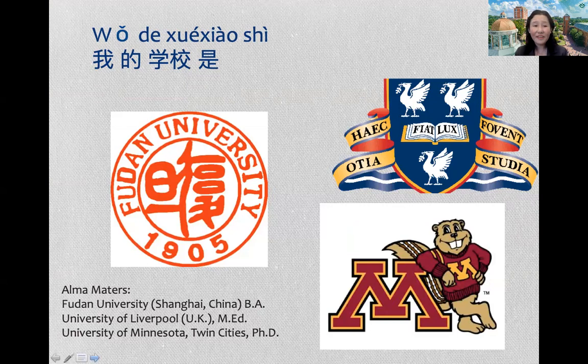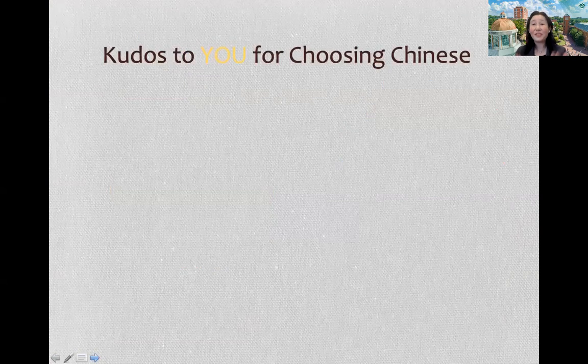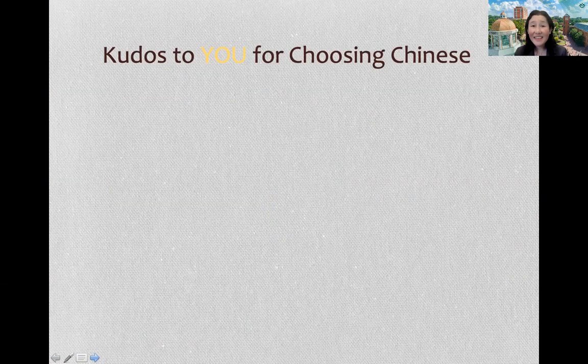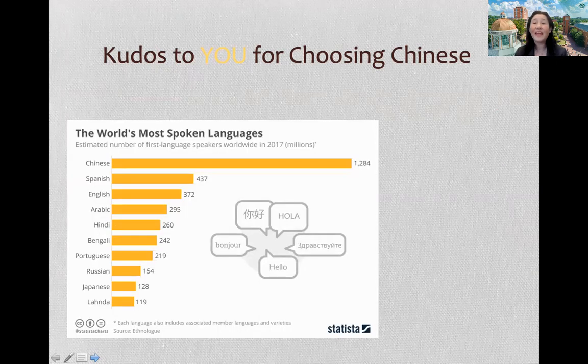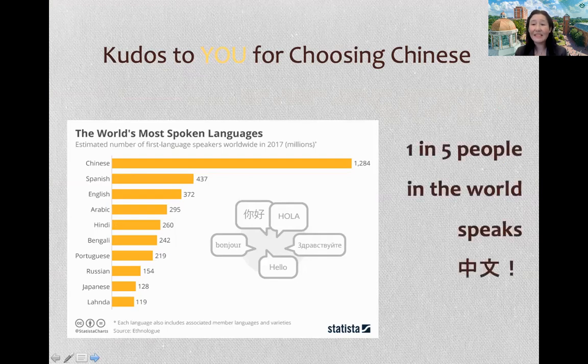But first of all, let me congratulate you for choosing Chinese. Why? Because it's the most widely spoken language in the world. Every 1 in 5 people in the world speaks 中文. Every 1 in 5 people in the world speak Chinese. So you're really learning a language that will be widely spoken in the world that will help you explore this world.